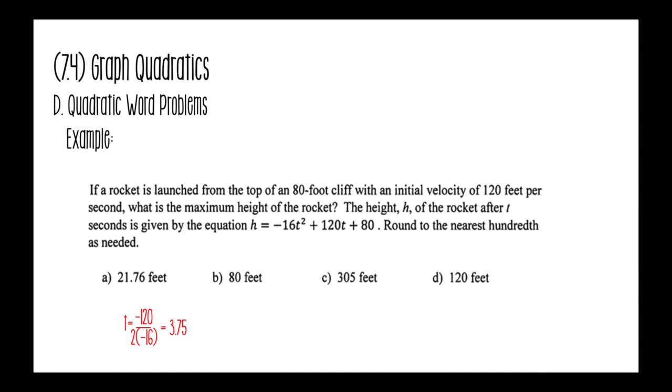However, this one is looking for the height. And so our height is our y value when we're looking at the parabola. So our y value in this case is an h. And so to figure out what h is at that particular point, we need to take 3.75 and plug it back in for both of these t's. So when we do that with the calculator, we should get 305. So that's why our answer for this one is going to be 305 feet.